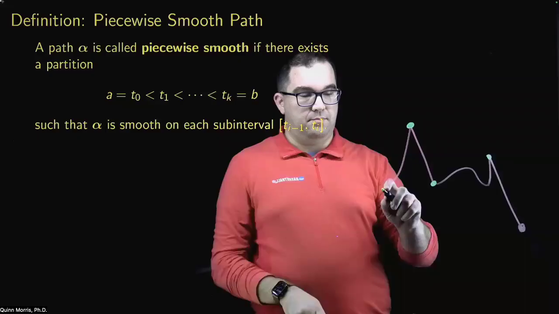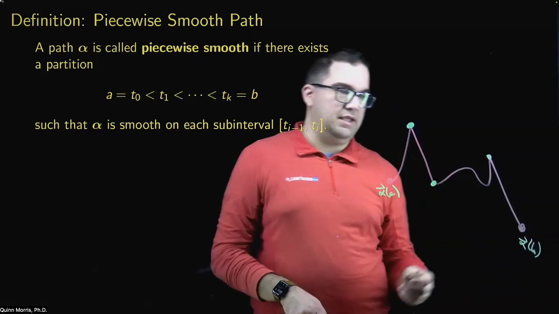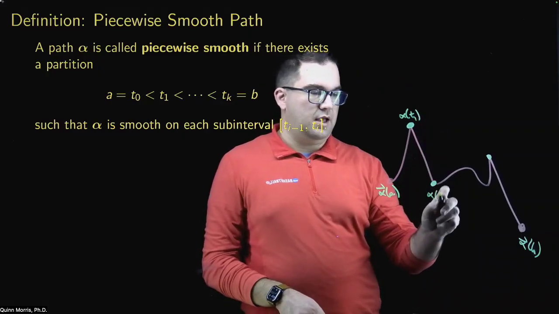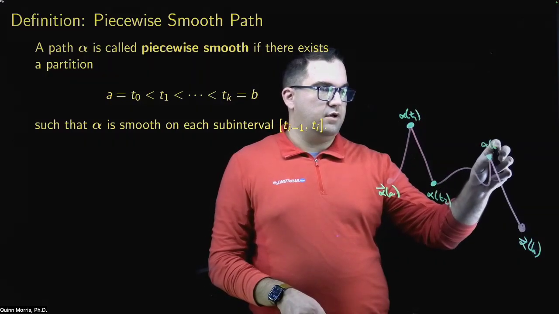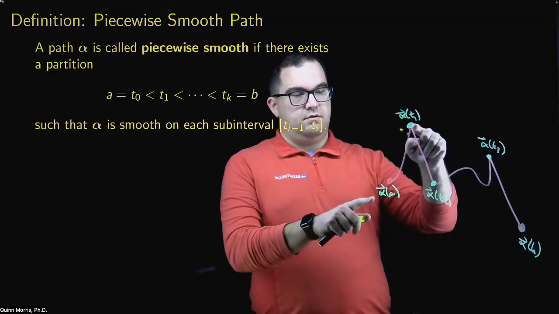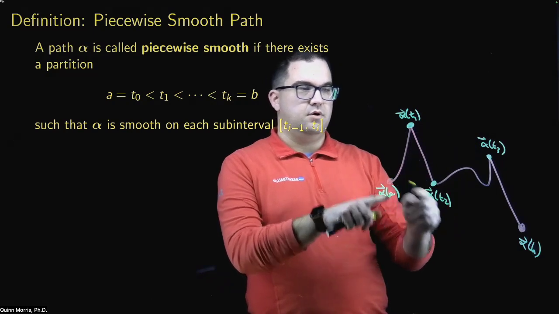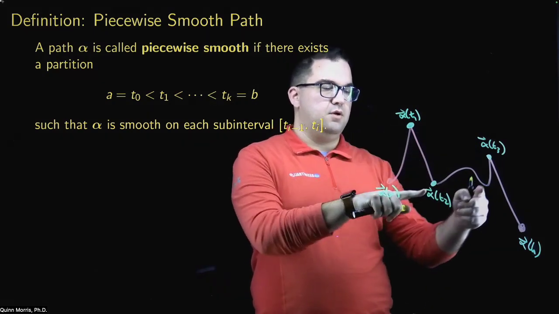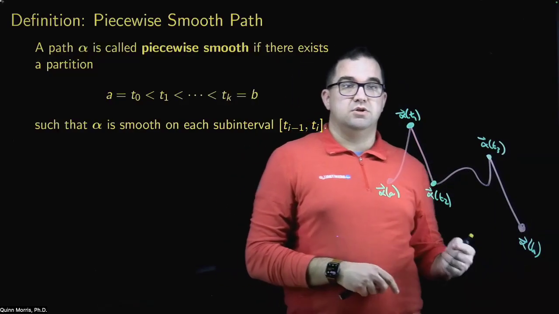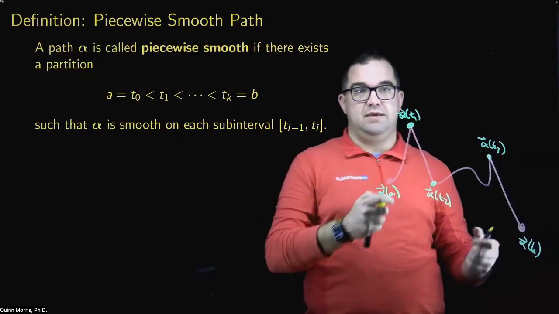However, I could break it up. If this point is alpha of A and this point is alpha of B, then if I call these alpha of T1, alpha of T2, alpha of T3, between A and T1, my path is smooth. Between T1 and T2, my path is smooth. Between T2 and T3, my path is smooth. Between T3 and B, my path is smooth. So it's smooth on each of these sub-intervals, even though it's not smooth on the entire interval AB.